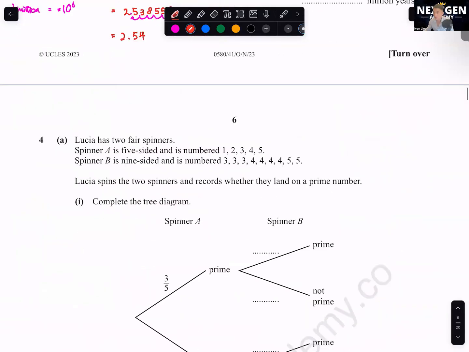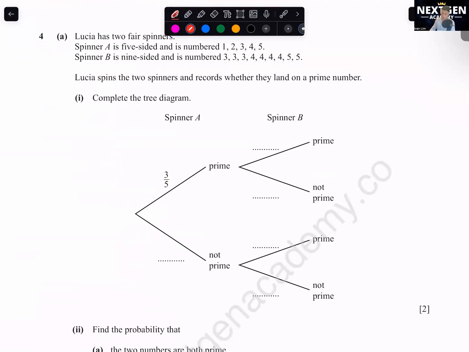Okay, question 4, quite a number of you have problems, right? Okay, with the second part. Okay, Lucia has 2 fair spinners. A, 5-sided, 1, 2, 3, 4, 5. B, 3, 3, 3, 4, 4, 4, 4, 5, 5. Okay, complete the tree diagram.